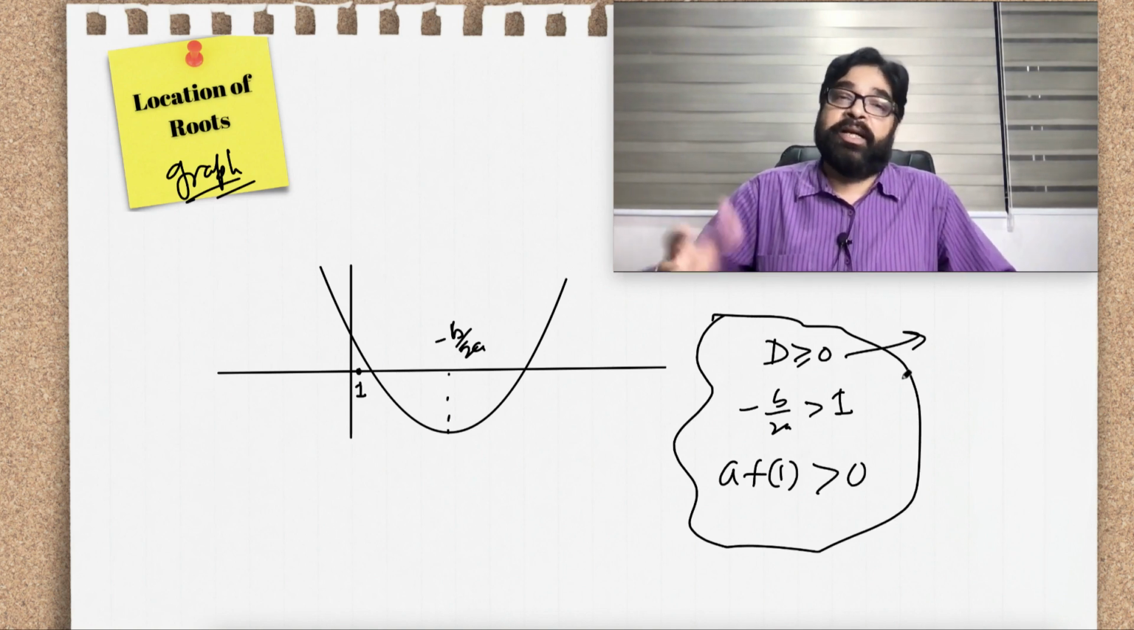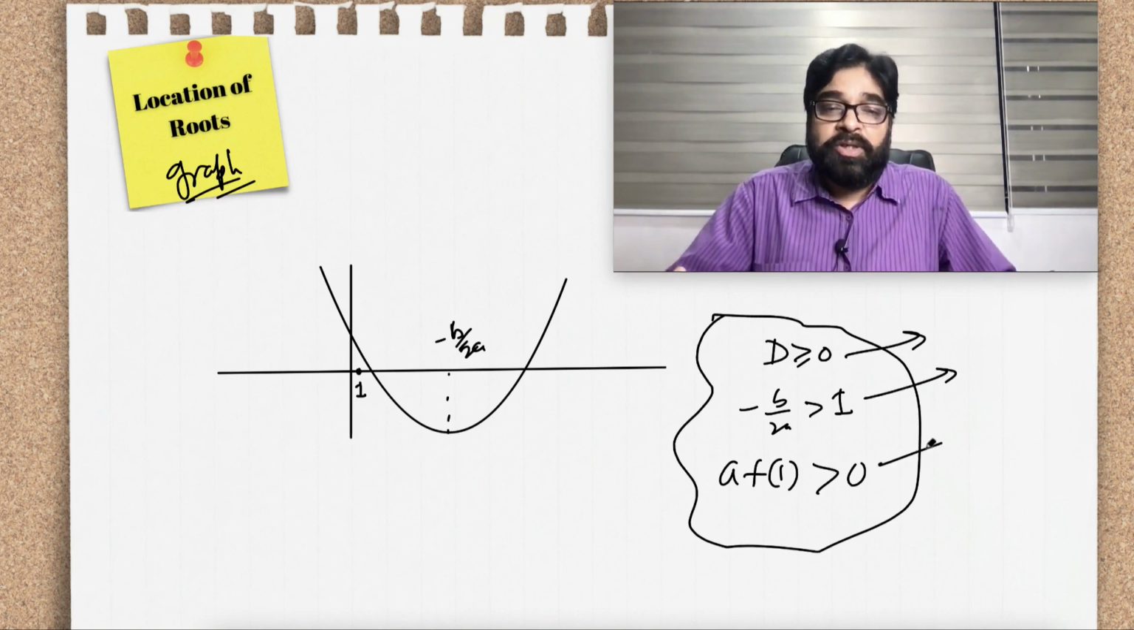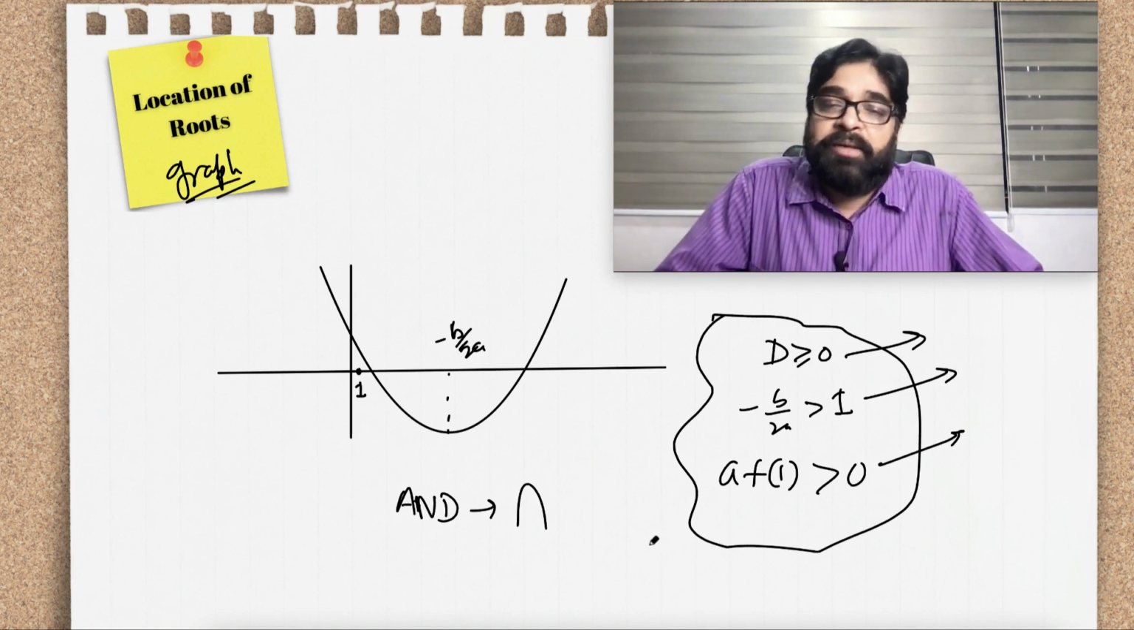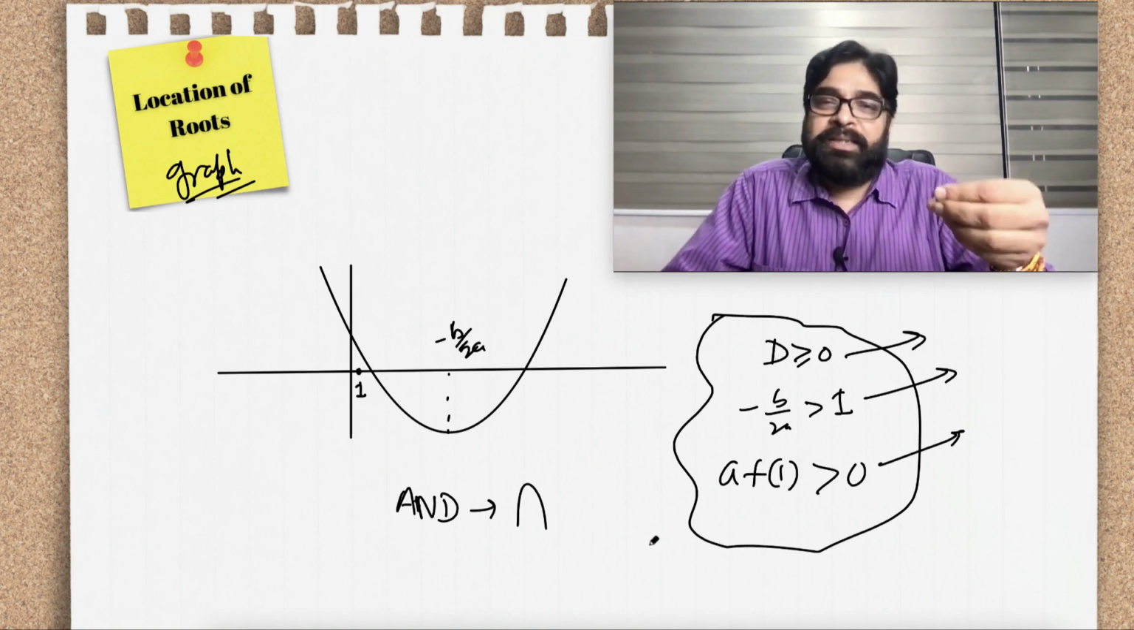Solve here, get the unknown. Solve here, get the unknown. Solve here, get the unknown. This and this and this. And means intersection. Take the intersection, you get the answer, question done. I just gave you an example.